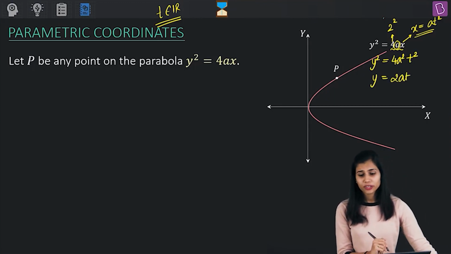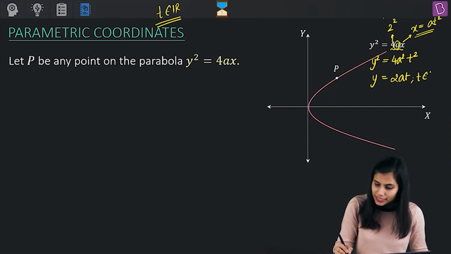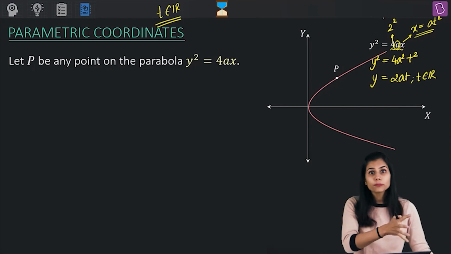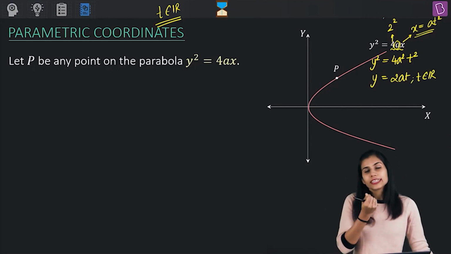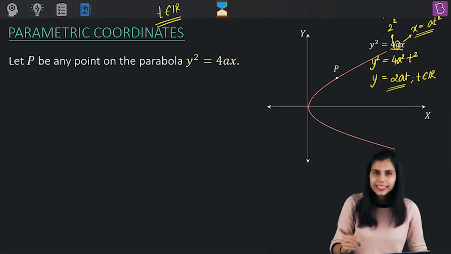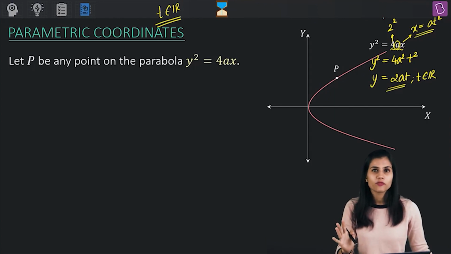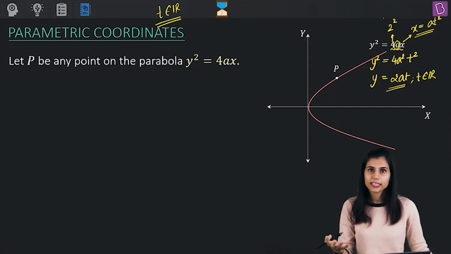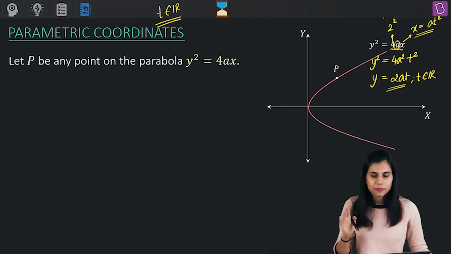Now you all would be wondering, why did I not write y equals plus minus 2at? But come on, use your common sense. t is varying over the set of all reals. It's taking both positive as well as negative values. Okay, so for t positive and negative, 2at will bring up to you all the plus minus values. All those will be taken care of because t is taking positive and negative values of the reals. Cool, that's why it's not needed to write plus minus.